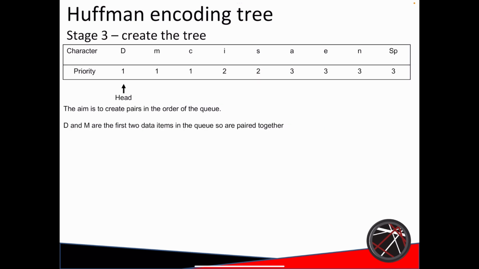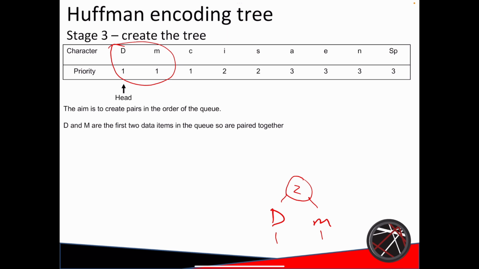The idea of this is we are looking to do pairs, and we're always pairing within the queue. So in other words, I'm going to pair D with M. So I bring in D and M. D has a frequency of 1, M has a frequency of 1, and therefore when they're joined together, they have a combined frequency of 2.